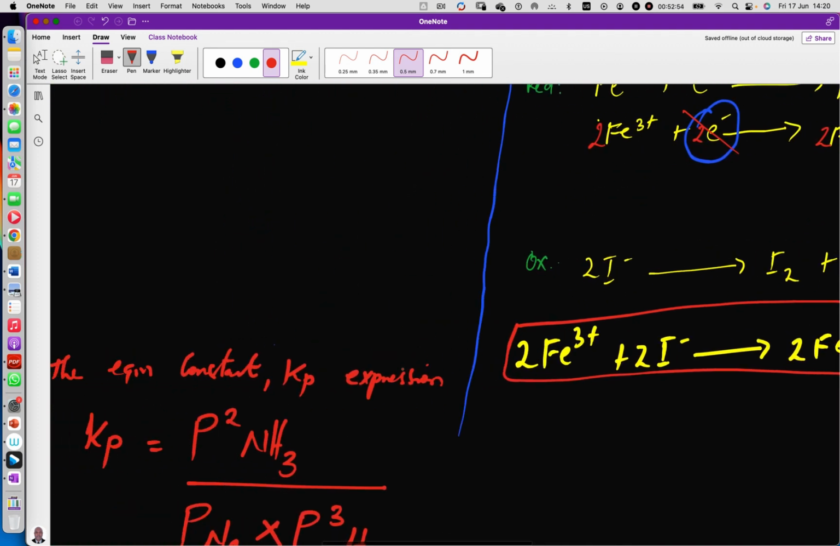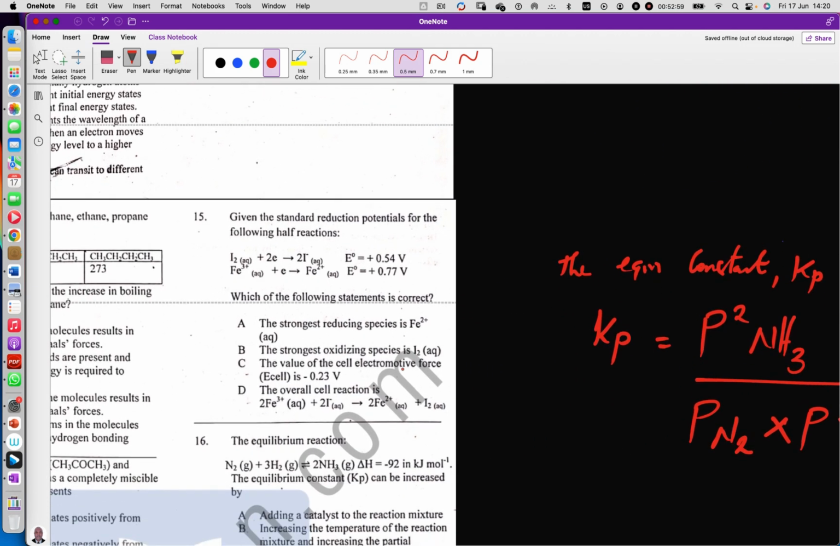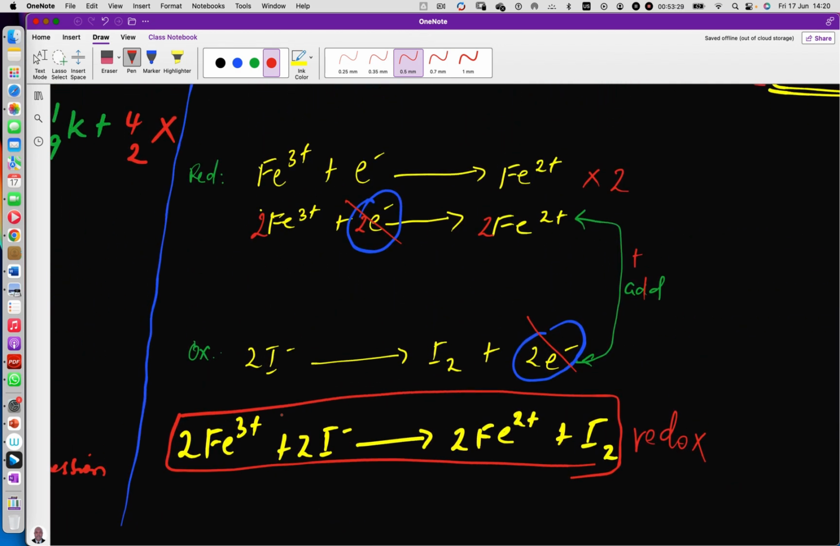This is the reaction. And if we take this equation to our answer column, we have 2 Fe3+ plus 2 iodide to give 2 Fe2+ plus iodine. And this is our equation that we are saying. This is a reaction. Which one of the statements is correct? So this is what is happening here. So D is what is happening here based on what we have written here. D is the right answer for number 15.